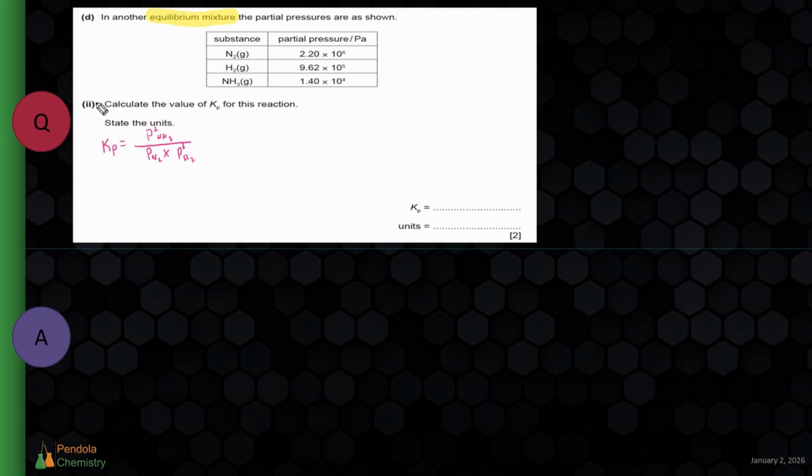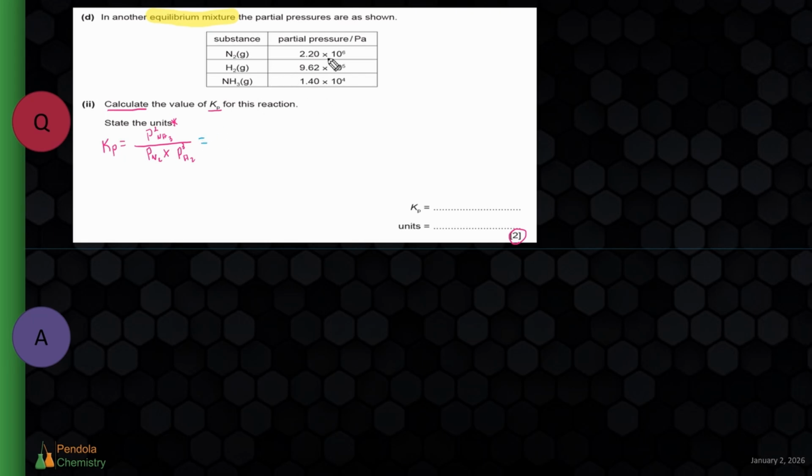So now the question asks us to calculate the value of Kp. We need to show the math for calculating the value of Kp, and we need to state the units. So we need the value and the units for Kp, and you'll notice this is a 2-point question, so we're probably going to get 1 point for doing the work and putting the Kp down, and 1 point for the units. All we have to do here, and I'm going to switch over to blue, is use these equilibrium mixture partial pressures in our equilibrium expression, just like we did in 8.3.